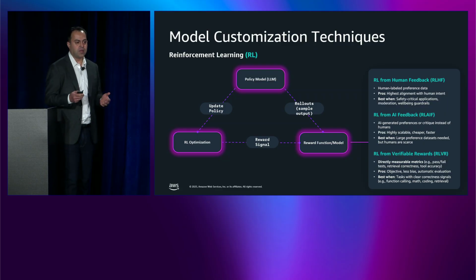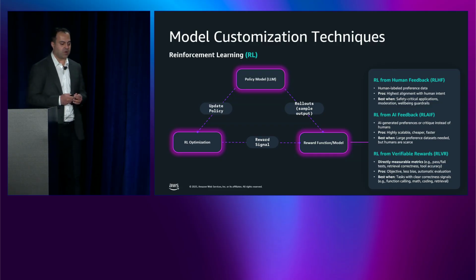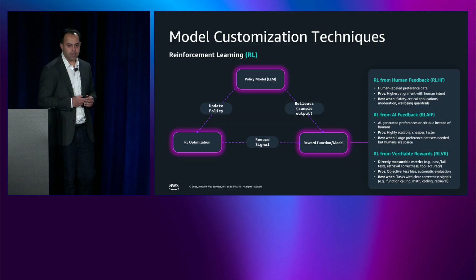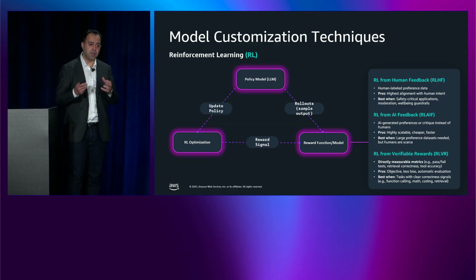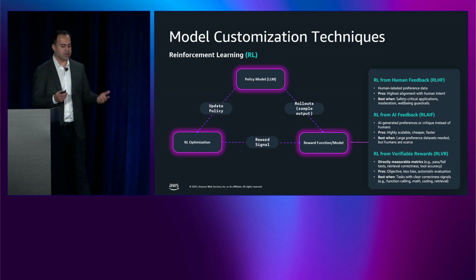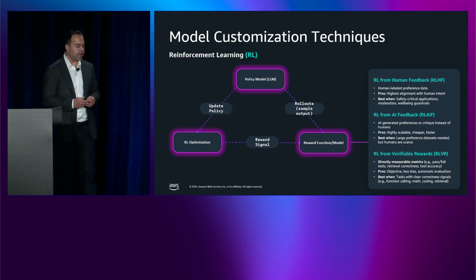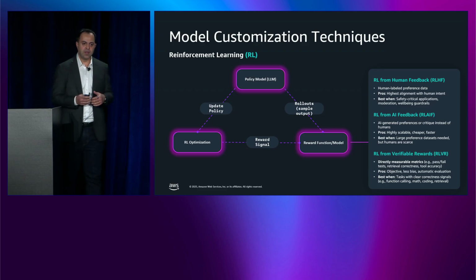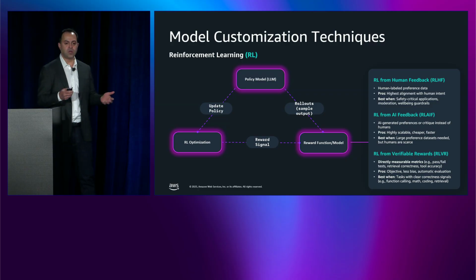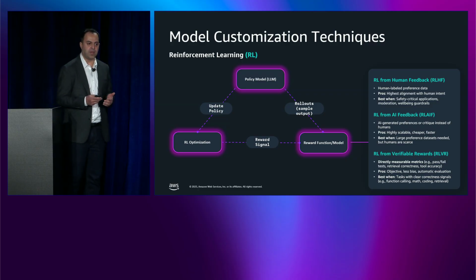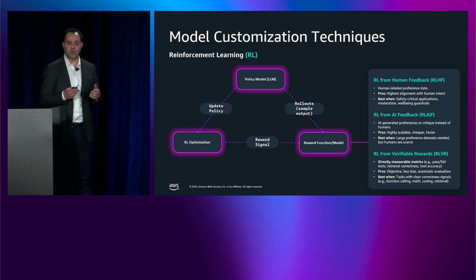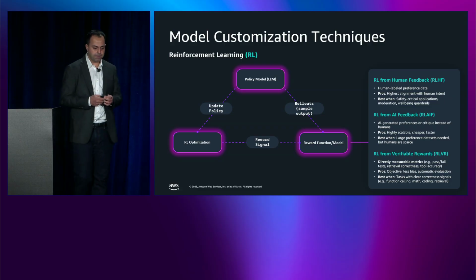When the reward is computed based on labeled human data, this is known as RLHF, or RL from human feedback. When an AI judge or AI model acts as a judge and computes these rewards, then it is known as RL from AI feedback. And this is quite useful when there's a large amount of reward computation that needs to happen and you don't have enough human resources to label that data.